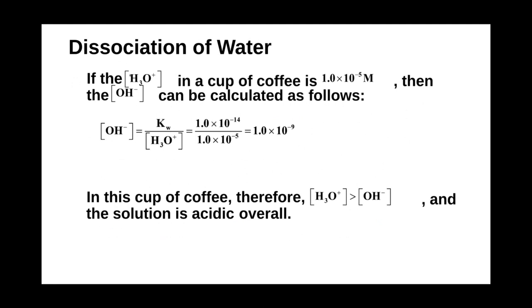If the concentration of hydronium ions in a cup of coffee is 1.1 times 10 to the minus 5 molar, then our hydroxide can be calculated as OH equals Kw divided by the concentration of hydronium, which mathematically is this divided by this. Now, when you're dividing exponents, you simply add this exponent to this exponent. That's really all you do. You would also divide these two together, but these are 1 divided by 1, so it's 1.